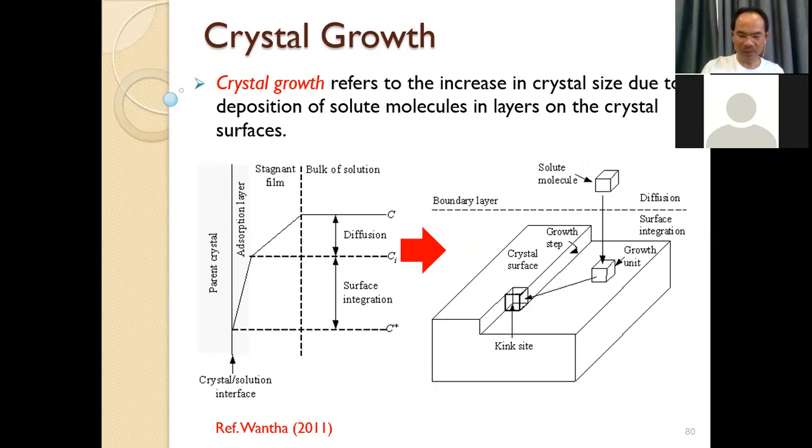We have two steps: diffusion and surface integration. Diffusion means the solute in the solution diffuses to the surface of the crystal, and then this solute integrates into the site, into the preferred site. That is the mechanism of crystal growth. From a smaller crystal size to a bigger size is based on the growth of the crystal.